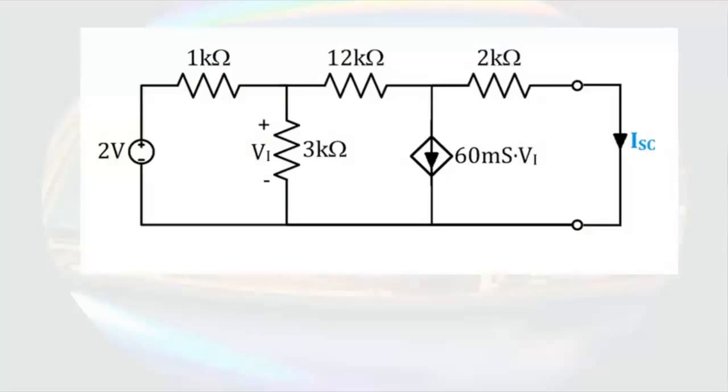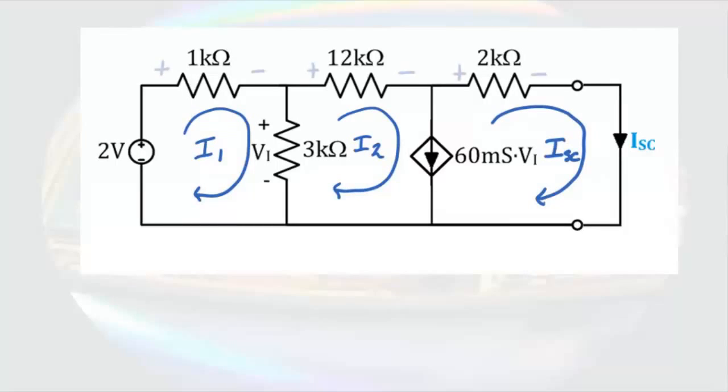We can then put a wire at the output and determine the short circuit current. Since we're looking for current in this case, let's choose mesh currents analysis. We'll begin by assigning 3 mesh currents. Then choosing a direction for each of the voltages, we can start by writing the equation for the left-hand loop.